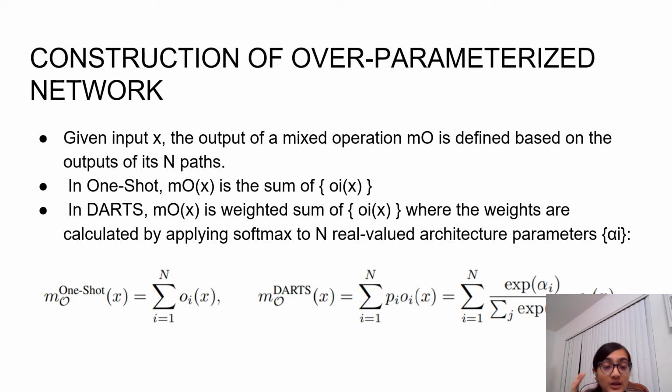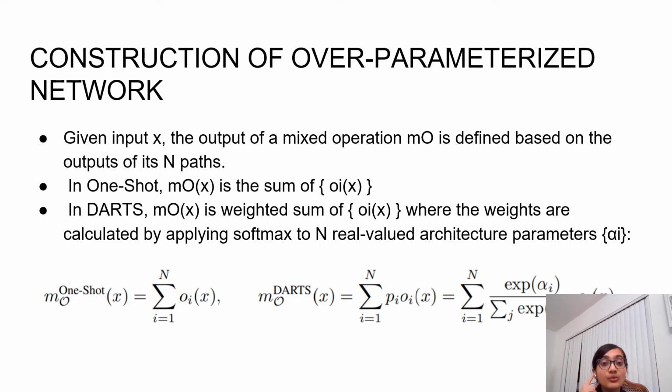When we have given an input as x, the output of the mixed operation MO is defined based on the output of its n paths. So there are n parallel paths. Therefore, we will be having n parallel operations. So we're going to consider the sum of all these operations, and this is denoted as MO of X in one shot. But in considering darts, these are the two branches for over-parameterized networks, that is one shot and darts.